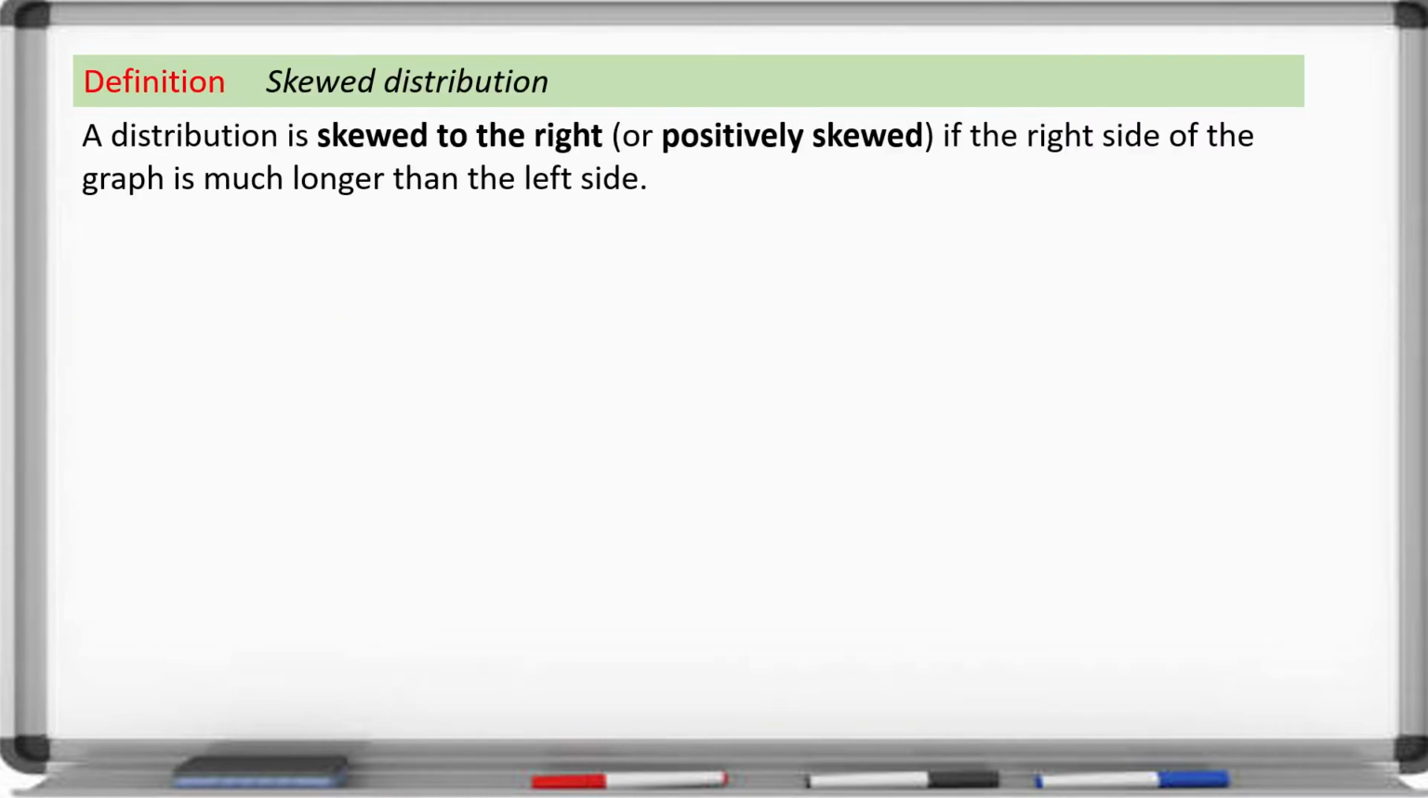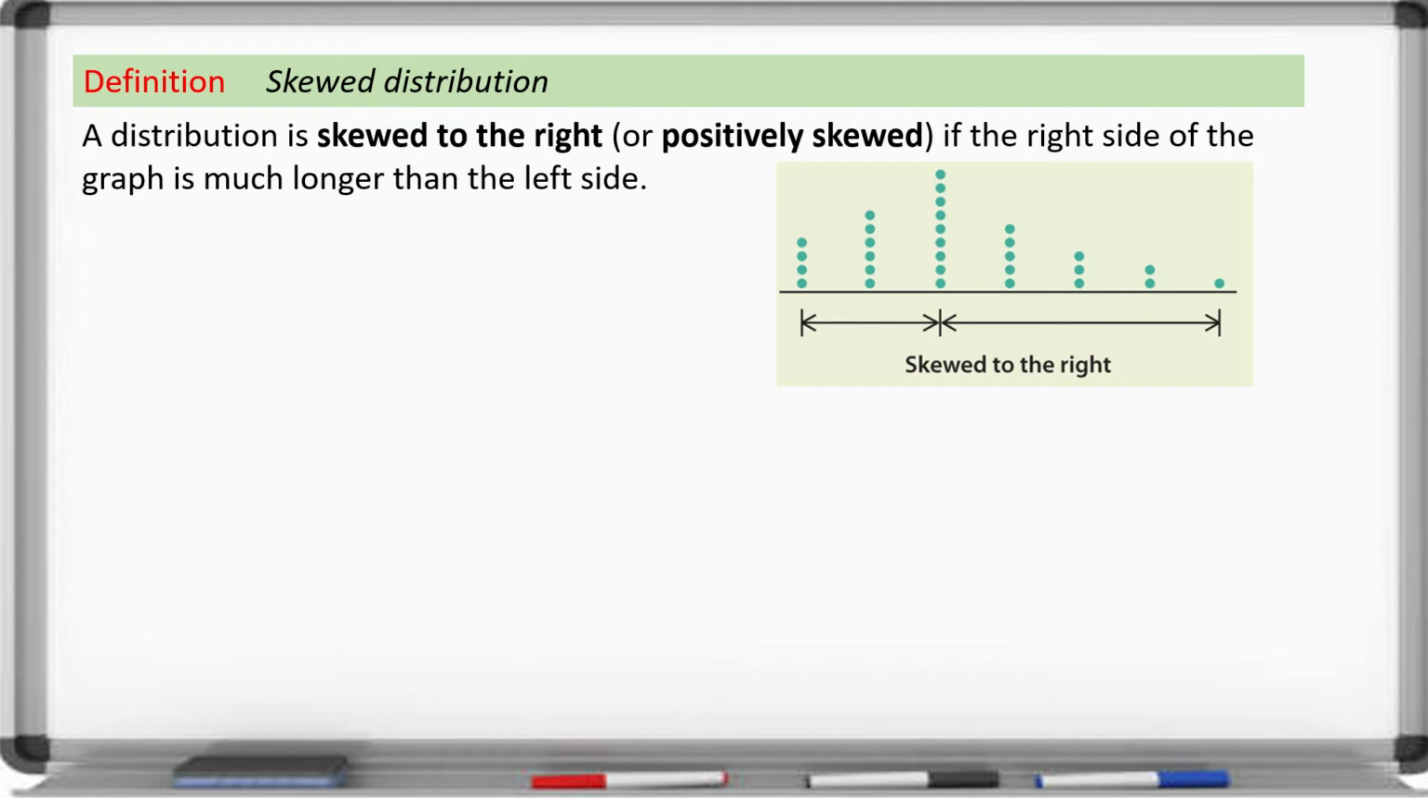As opposed to that, a skewed distribution is not symmetric by any means. If you're talking about a distribution skewed to the right, or positively skewed, then this means that the right side of the graph is longer than the left side. So for example here, the tail on the right side is longer than the tail on the left side.